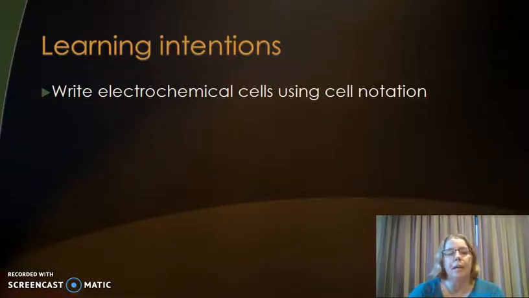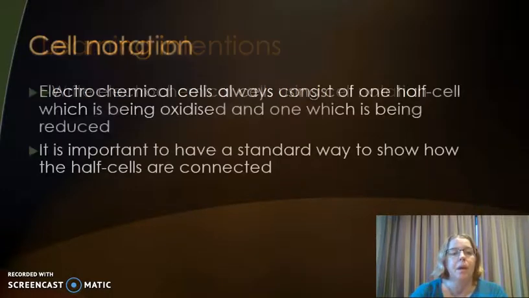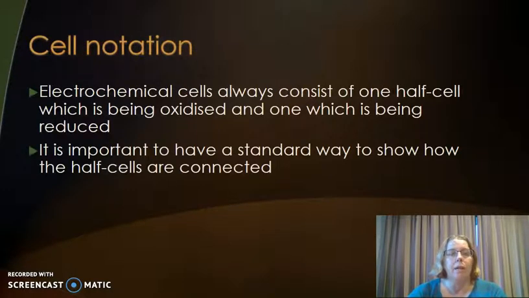Today we're going to be looking at how we can write down what's happening in an electrochemical cell using what we call standard cell notation. Our electrochemical cells consist of two half cells. One half cell which is being oxidized and the other half cell which is being reduced.